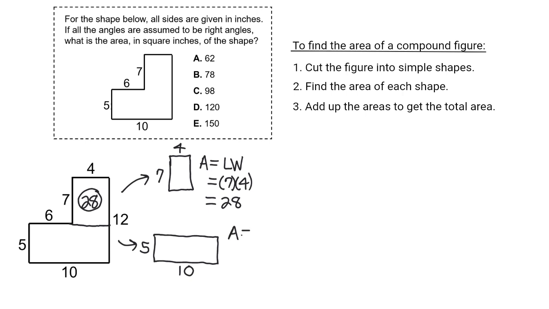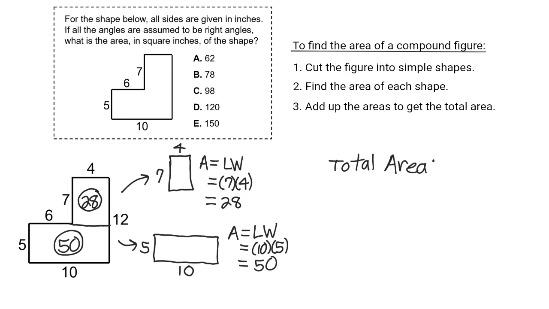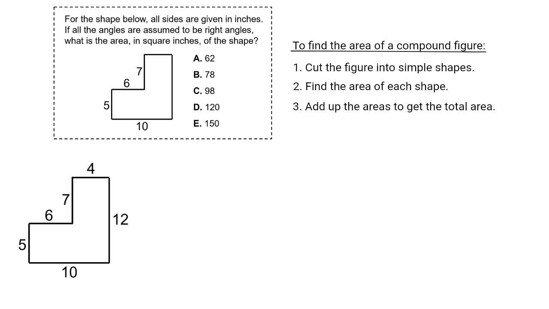And so area, once again, is going to be length times width, which is going to be 10 times 5, which is 50. So the area of this figure is 50. Now we can get the total area. Getting the total area, you're going to end up with 28 plus 50. Adding those together, once again, you're going to end up with 78 square inches. The answer is B.